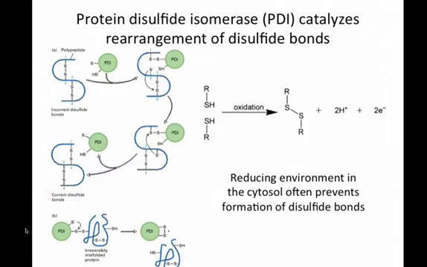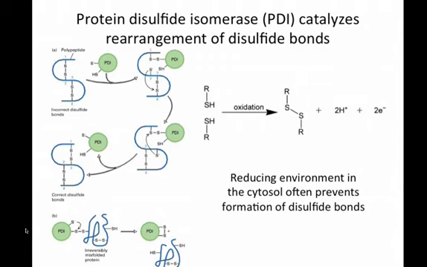Protein disulfide isomerase, or PDI, catalyzes rearrangement of disulfide bonds. So disulfide bonds are going to form randomly as the protein comes off the ribosome, whenever there are sulfhydryl groups that are close enough, because of the oxidizing environment in the ER. I want to say reducing all the time. The oxidizing environment in the ER, you'll get formation of disulfide bonds.